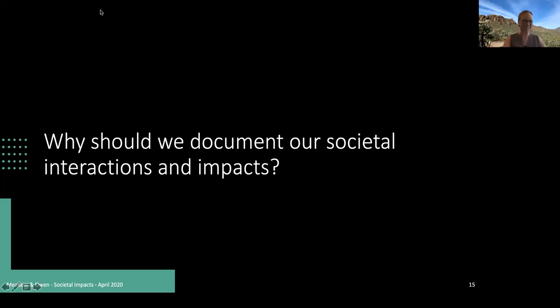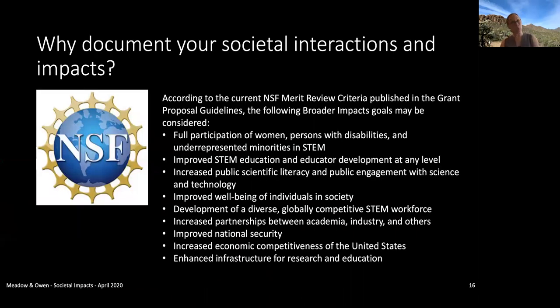Why should we do this? Why should we document this stuff? It's a good question. A very practical reason is that a number of funders are starting to be very interested in your impacts beyond academia. NSF is a great example. They have a very robust broader impacts section of their proposals, where they're looking particularly at issues of full participation in STEM fields, improving STEM education, increasing economic competitiveness. So thinking about those categories: not just your research question, but how your research is affecting things outside of your particular grant.